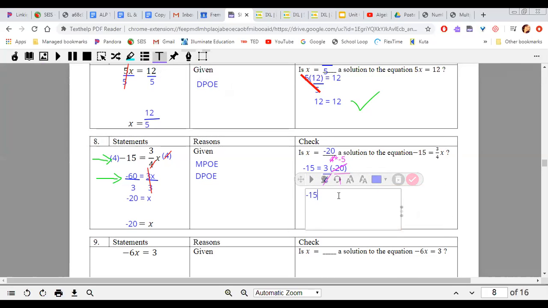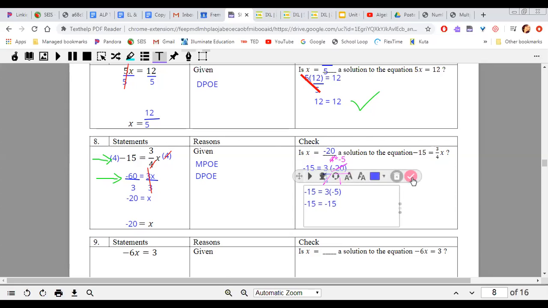So I have negative 15 equals, I'm looking at 3 times negative 5. Okay. So this top one and the bottom one say the same thing. This bottom one is easier to read. So what is 3 times negative 5? Negative 15. That is correct.